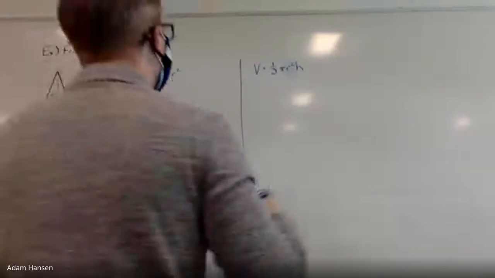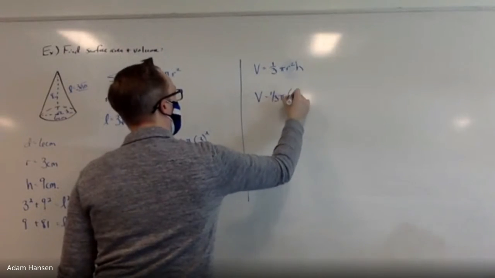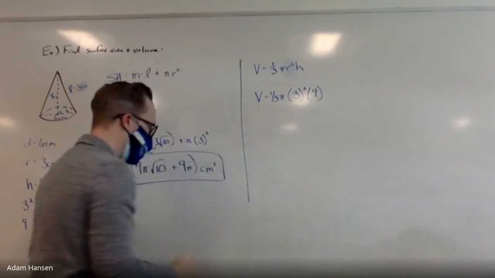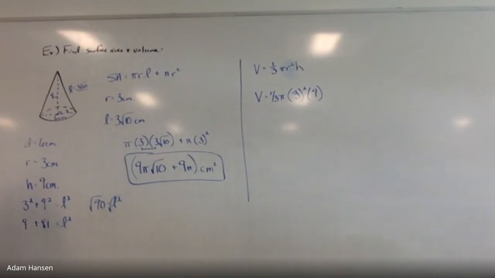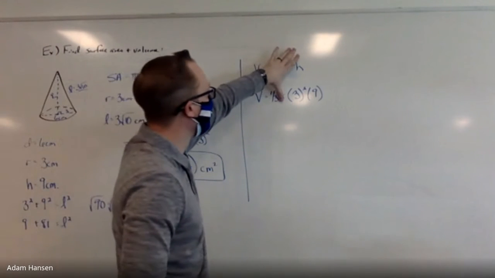All right, let's do it. Volume is 1/3 pi times the radius of 3 squared times the height of 9. Let's start simplifying this as much as we can. Cover up the pi, multiply everything else.